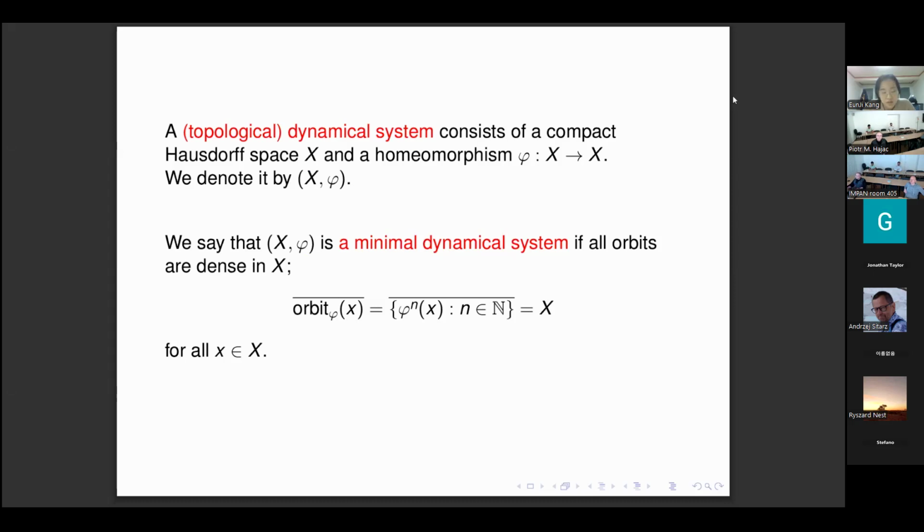So a topological dynamical system consists of a compact Hausdorff space X together with a homeomorphism from the space to itself. We call such a system minimal if every point has a dense orbit. That is, the forward iterates of any point eventually come arbitrarily close to every point in the space.